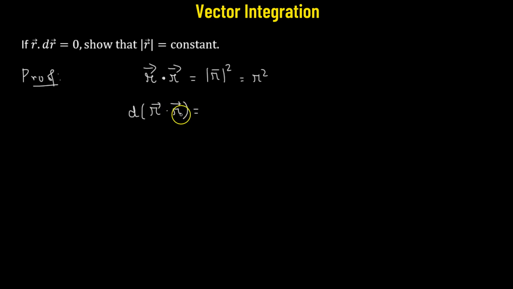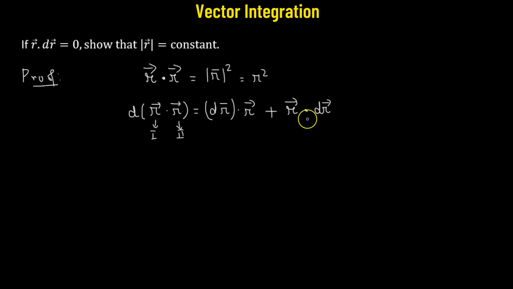Now what we'll do, we'll use the product rule. So this should give us d, or we'll call this the first vector function, and this is the second vector function. So we'll take the differential of the first vector function. So we have dr vector, and this will be dotted with the second function, which is simply r vector, plus now we'll take the first function r vector and dot it with the differential of the second function, so dr vector.